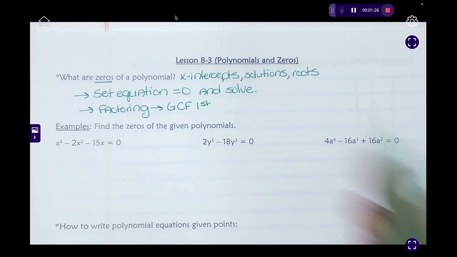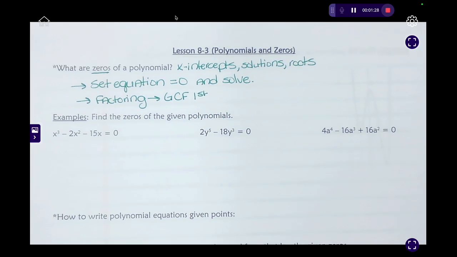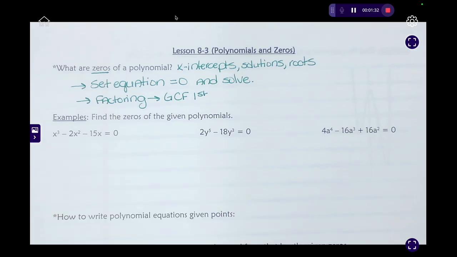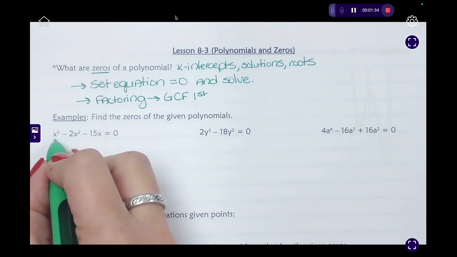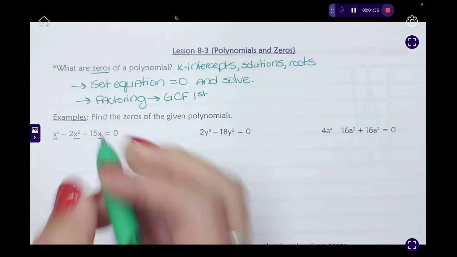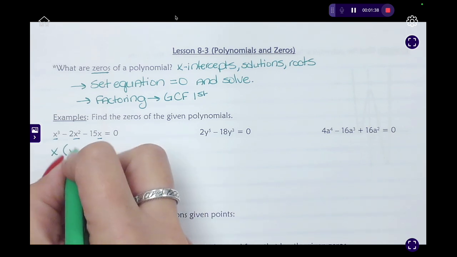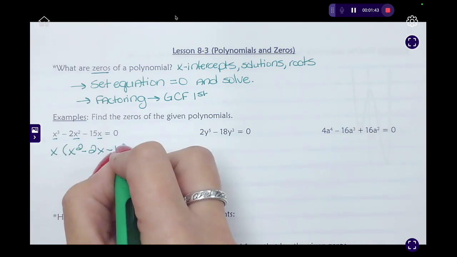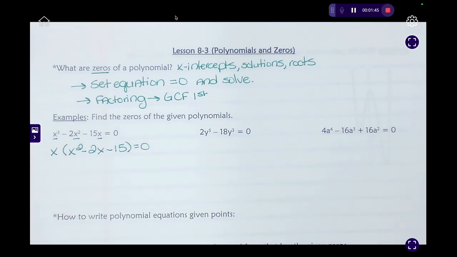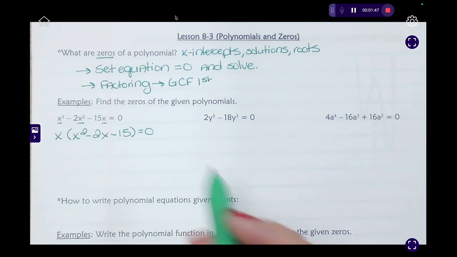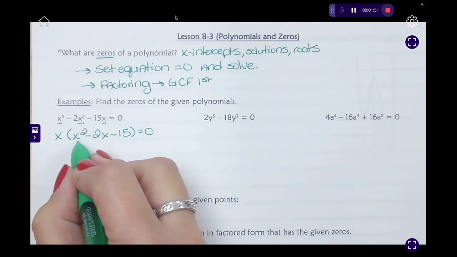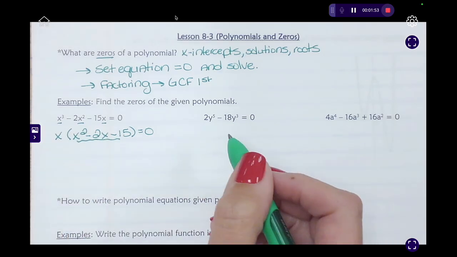Okay, so looking at the first example, if I have x to the third minus 2x squared minus 15x equals 0. First thing I want to look at, notice they all have that x in common, so I am going to go ahead and take that out. And that leaves me with x squared minus 2x minus 15. Okay, so now I'm going to finish solving to find the zeros, so I'm going to factor this out.